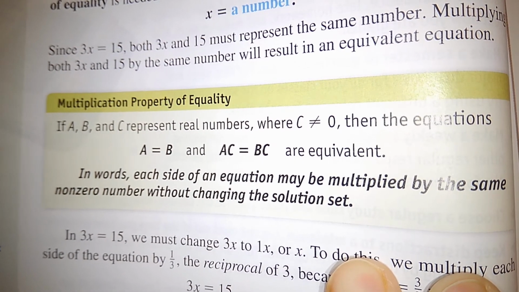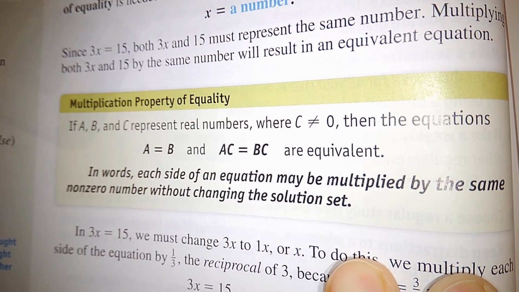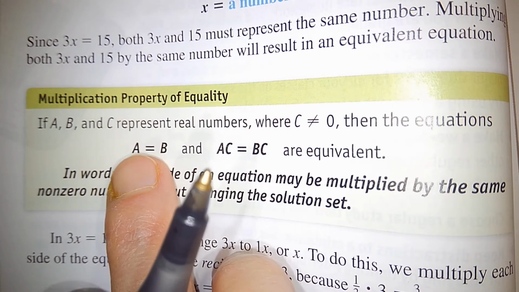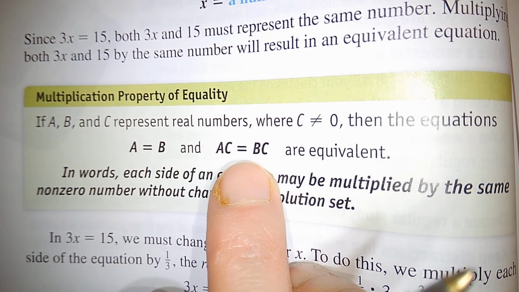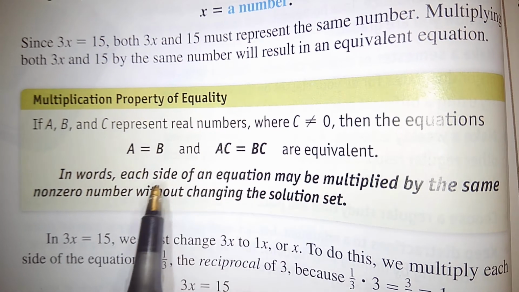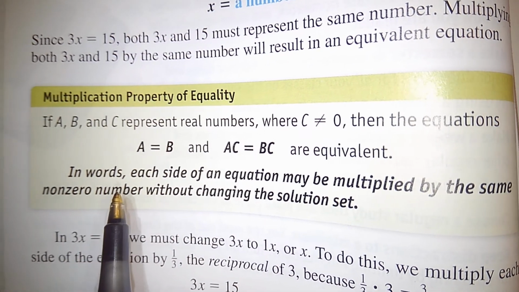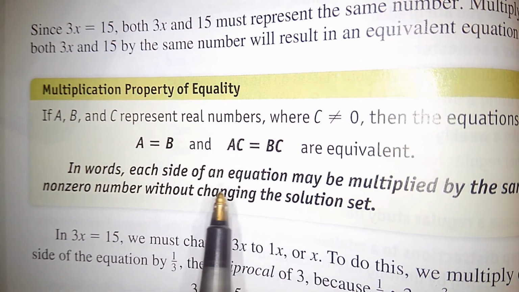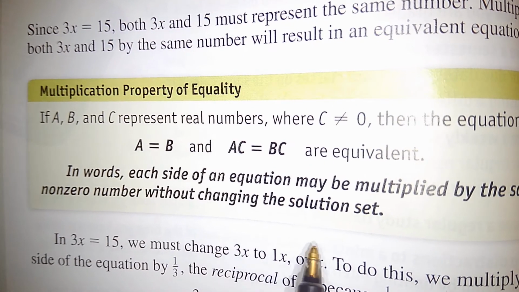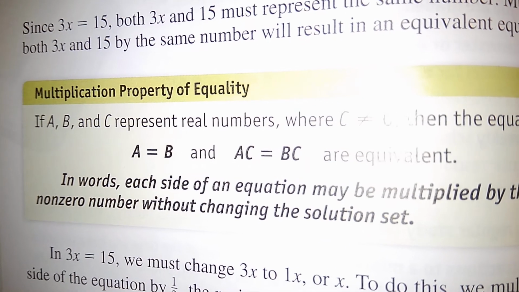If A, B, and C represent real numbers where C does not equal 0, then the equations A equals B and AC equals BC are equivalent. In words, each side of an equation may be multiplied by the same non-zero number without changing the solution set. Very good, thanks, okay?